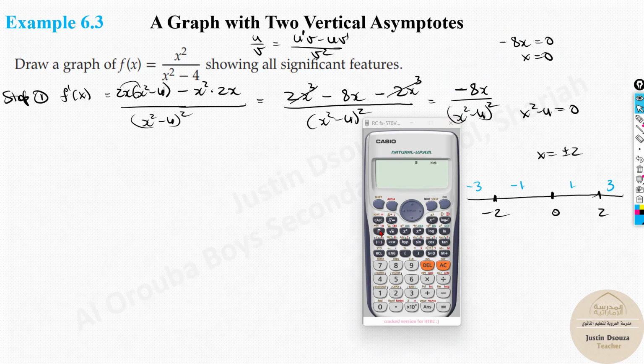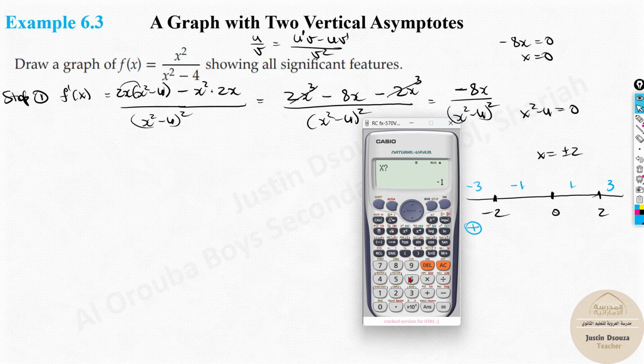Now we will write the first derivative in the calculator, that is minus 8x divided by, first open the brackets and then alpha x squared minus 4, close the bracket and square it up again. Now check all the test values, calculate at minus 3, that's positive. You don't need to write the values, only the positive or negative, it's plus here. Same thing with the next one, check at minus 1, it's positive again.